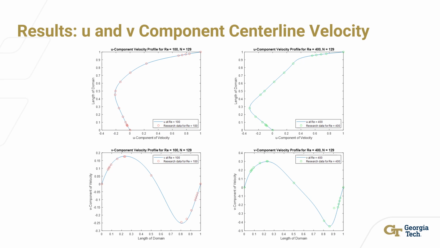Here are the results from the u and v component centerline velocities. As you can see, they closely map to the results from the Ghia paper for Reynolds number 100 and 400 with an n value of 129.